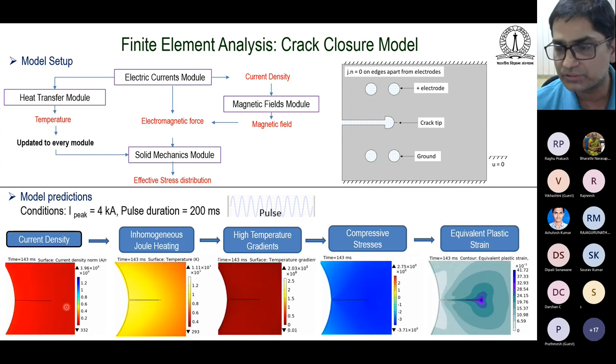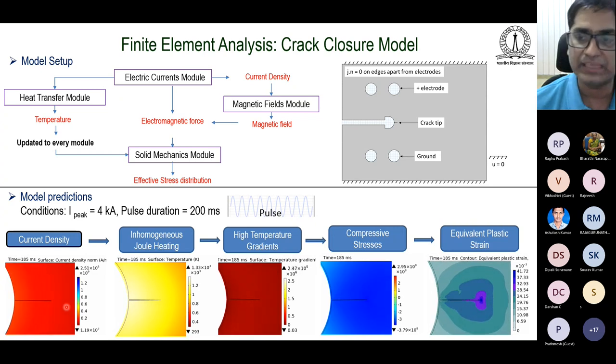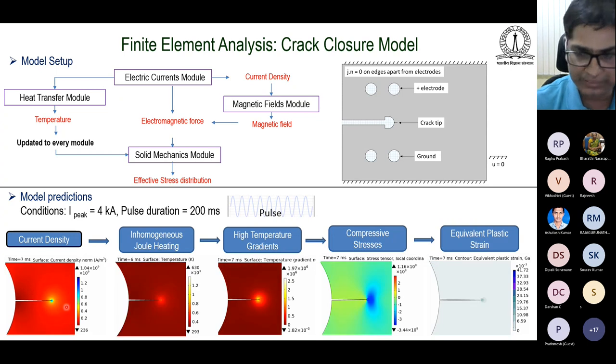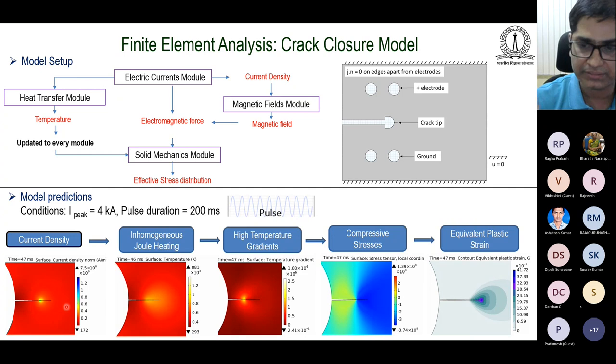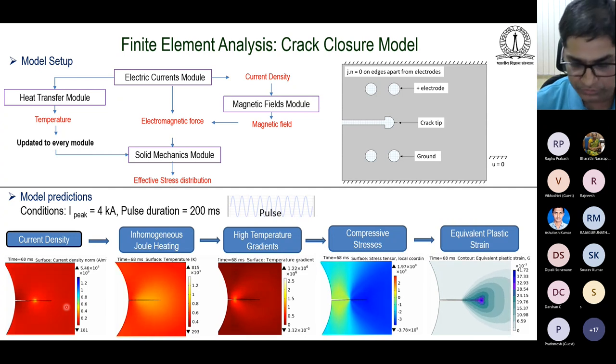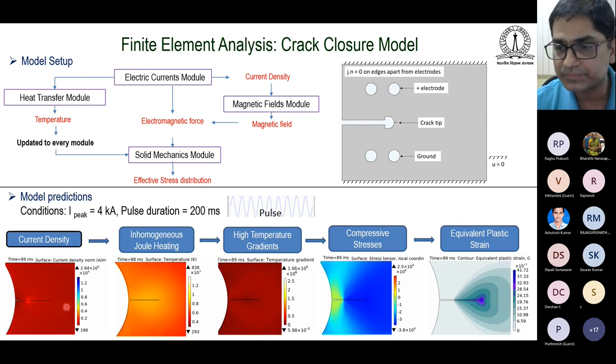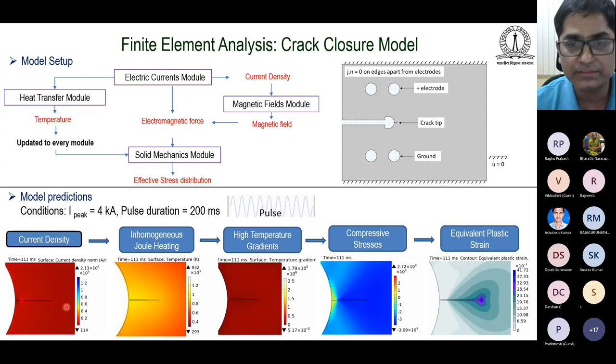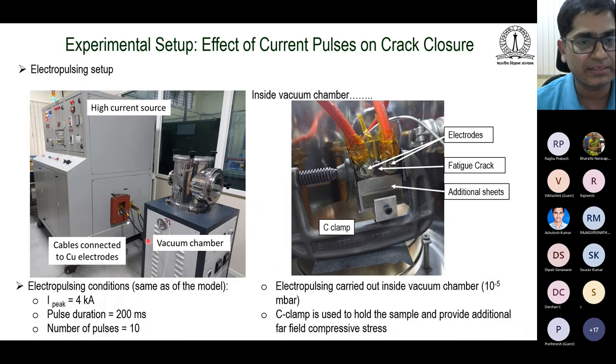So the FEM simulations suggest that perhaps we will have large enough compressive stresses to close the crack, right? Once the crack is closed and we still have compressive stresses, and the temperature is high, maybe we can heal the crack. So this was good news for us. And then we did the experiments. So this is the experimental setup.